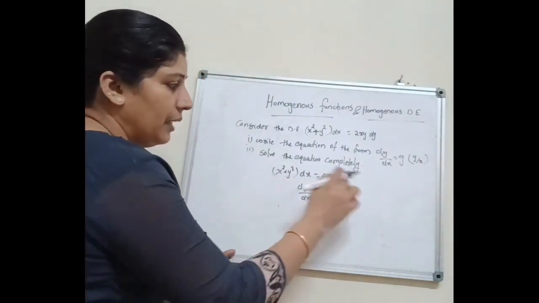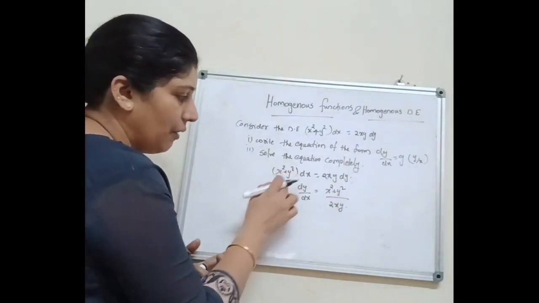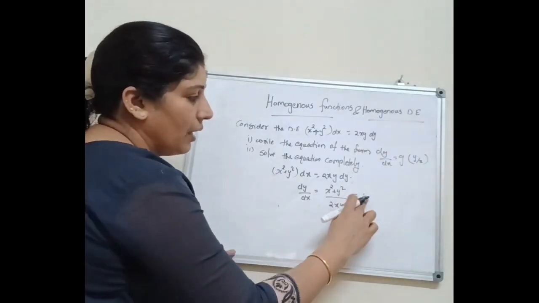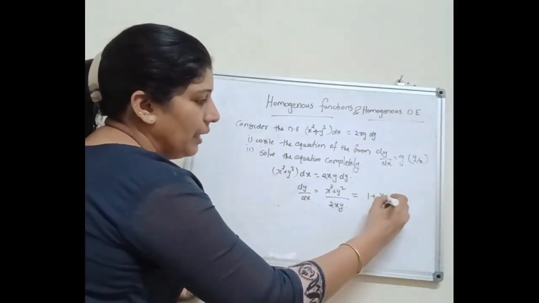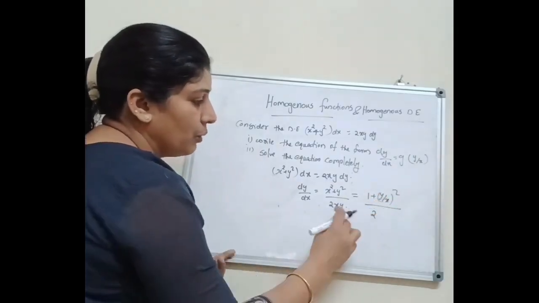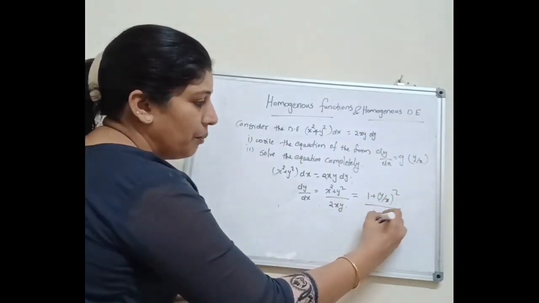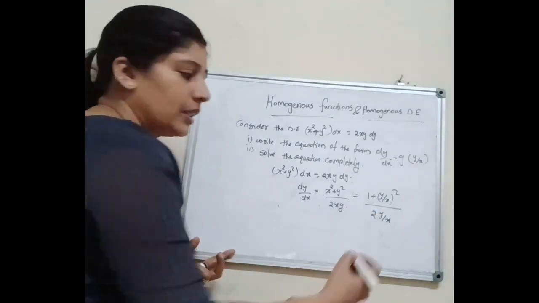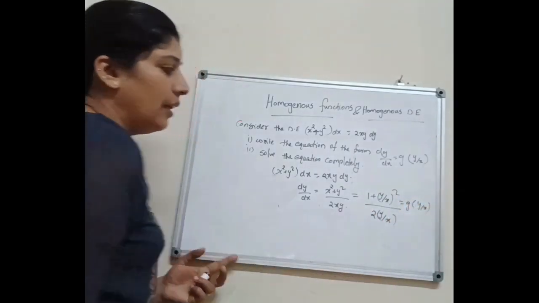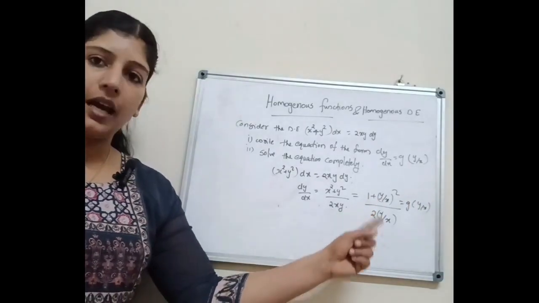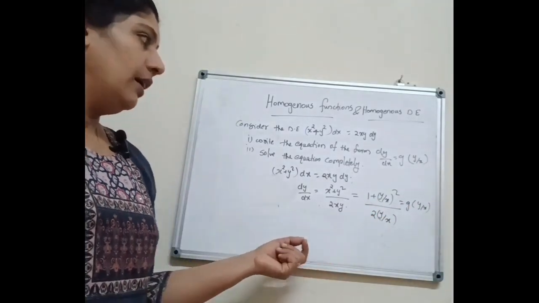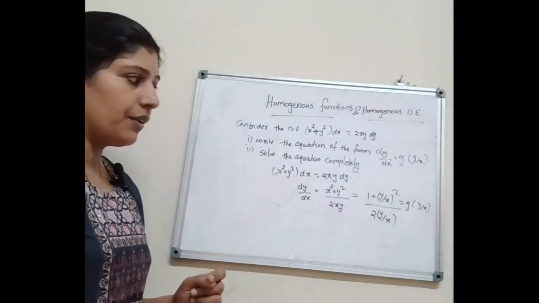Arranging dy by dx equal to (x square plus y square) divided by 2xy, dividing throughout by x square, that is 1 plus (y by x) square in the numerator. The denominator is 2 into y by x. So it is of the form g of y by x, since the numerator and denominator are divided by x square. Next, how can we solve this type of differential equation?